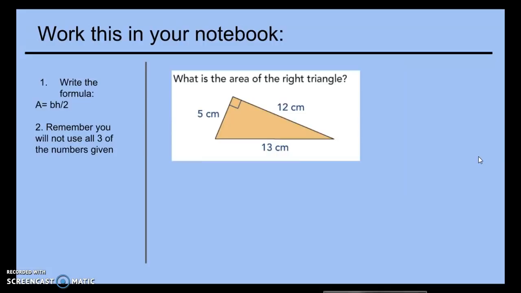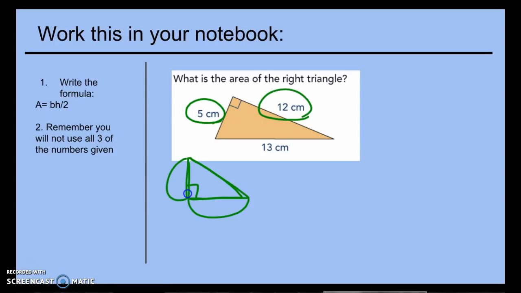Oh my gosh, we're running out of time. Okay, what is the area of the right triangle? Now, one of my classes saw this and they freaked out. What's the base? What's the height? What's this other number doing here? Yes, there are 3 numbers, but let's turn this over so that it's facing the right direction for a right triangle. If you were to flip this over, what would be your base? What would be your height? Well, 5 centimeters is going to be your height, and 12 centimeters is going to be your base.